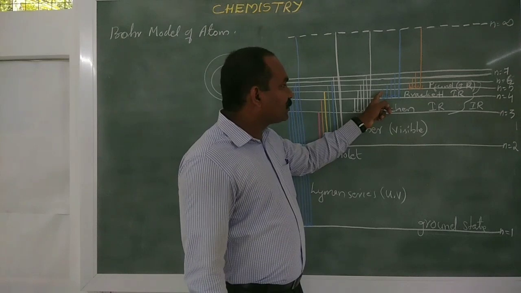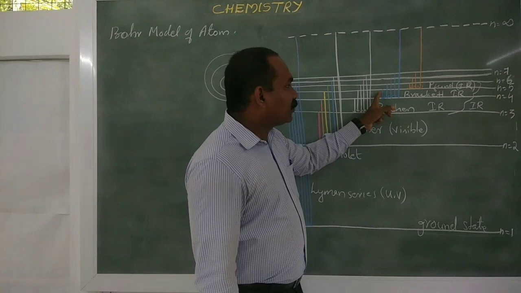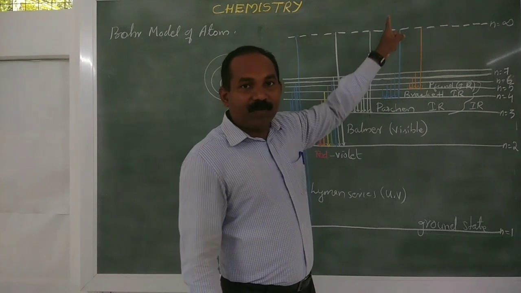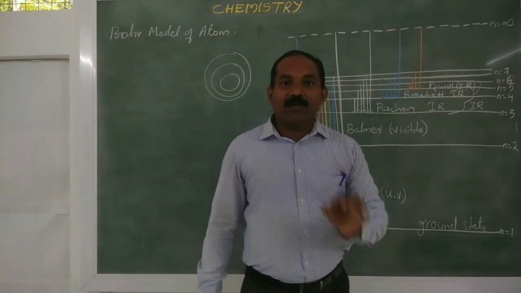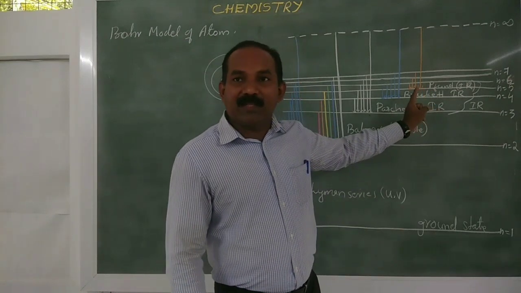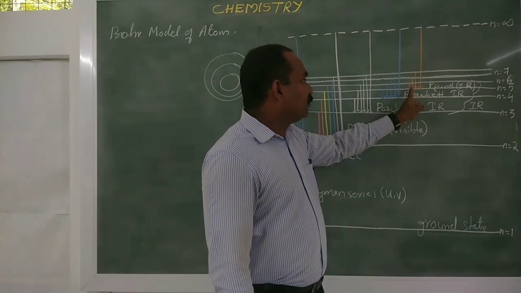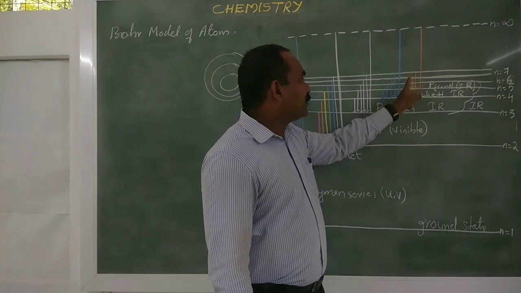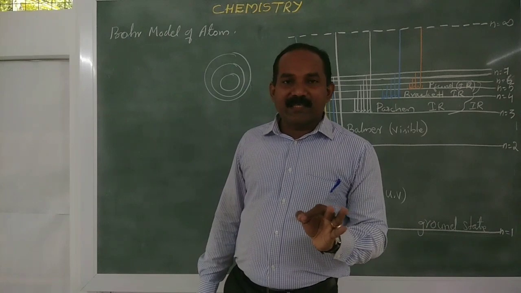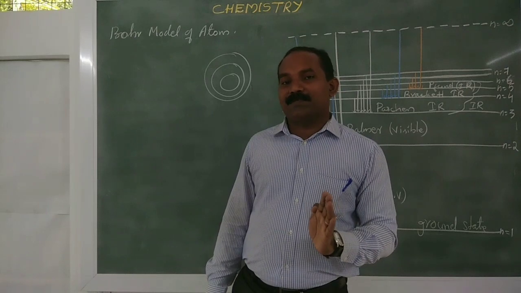The next, to distinguish the series, I gave color. The next possibility is 5 to 4, 6 to 4, 7 to 4, 8 to 4, infinity to 4. That series is called the Brackett series, which also comes in the IR region. Then next is 6 to 5, 7 to 5, 8 to 5, and infinity to 5. That is called the Pfund series, or sometimes you know it as P fund. It is correctly pronounced as Pfund series.